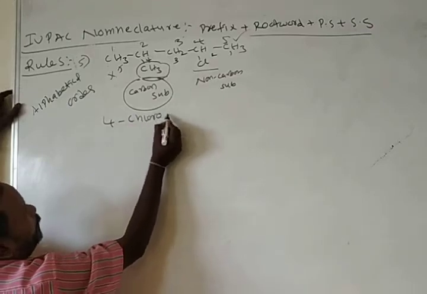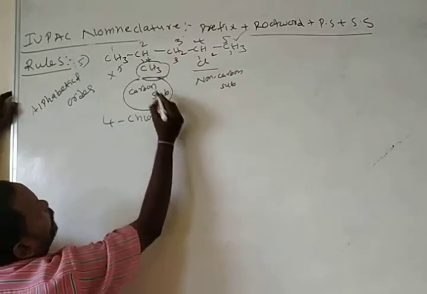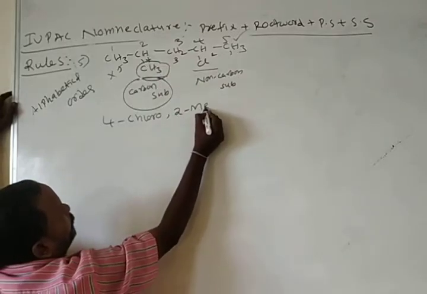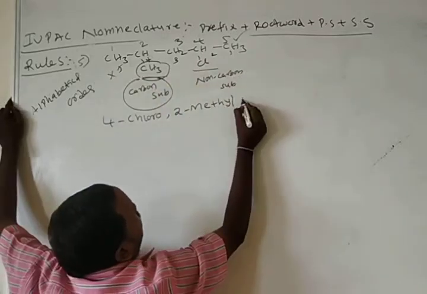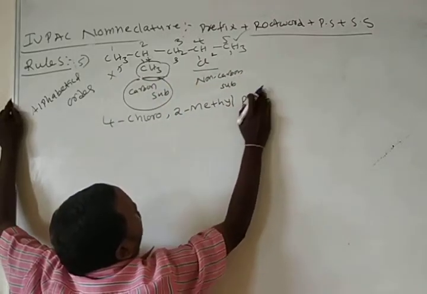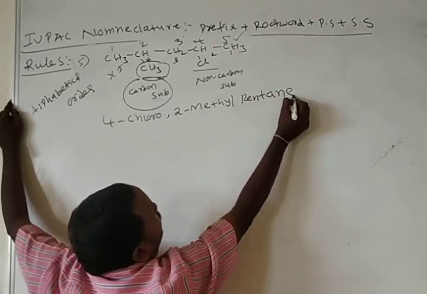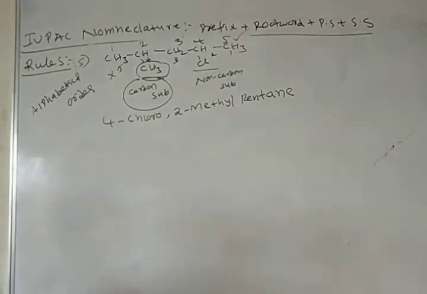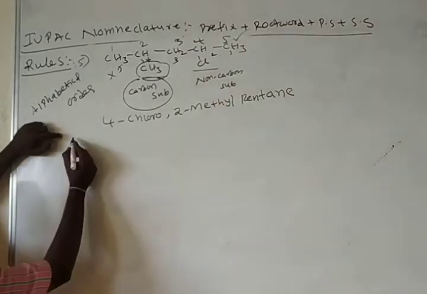Chloro, comma. Next, at the second position we have methyl, so write 2-methyl. How many carbon atoms are present in the chain? 5 carbon atoms, pentane. So what is the IUPAC name of this molecule? 4-chloro-2-methyl pentane. This is the IUPAC name of this molecule.